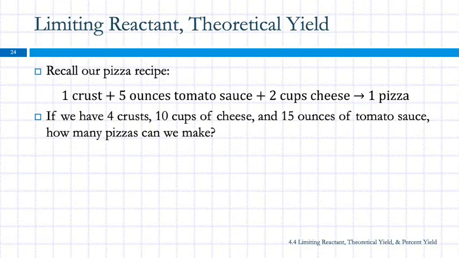Okay, so back to the pizza recipe. We talked about this recipe for a pizza: 1 crust, 5 ounces of sauce, 2 cups of cheese, and 1 pizza. Well, what if we have these ingredients? 4 crusts, 10 cups of cheese, 15 ounces of sauce. How many pizzas can we make?